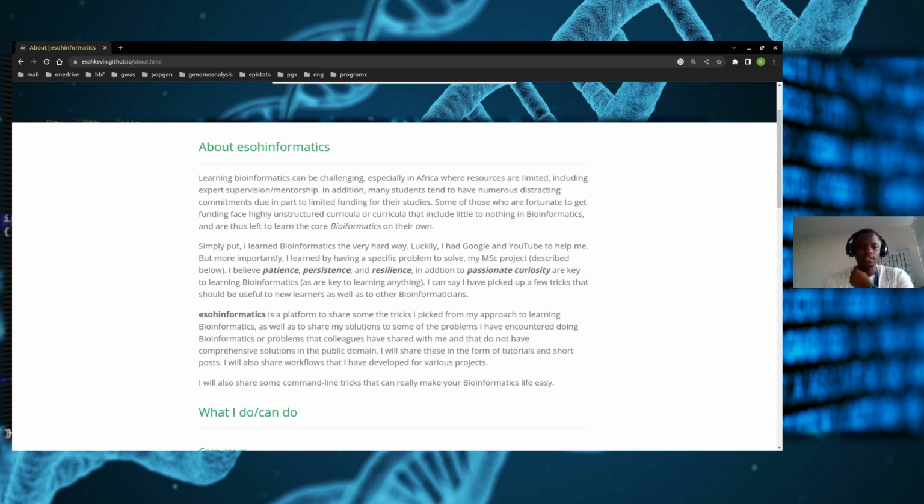Therefore, esohinformatics is a platform to share some of these skills and tips and tricks that I learned in my approach to studying bioinformatics, as well as to share some of the solutions that I developed for some of the problems that I encountered, which do not have comprehensive solutions in the public domain, and also solutions that I developed for some of the problems that my colleagues shared with me in their bioinformatics projects.